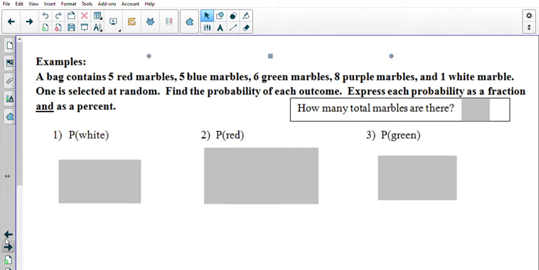So let's do some examples. One of your assignments for the week is going to be to complete some simple probability questions. And again, I do think that they're pretty easy.